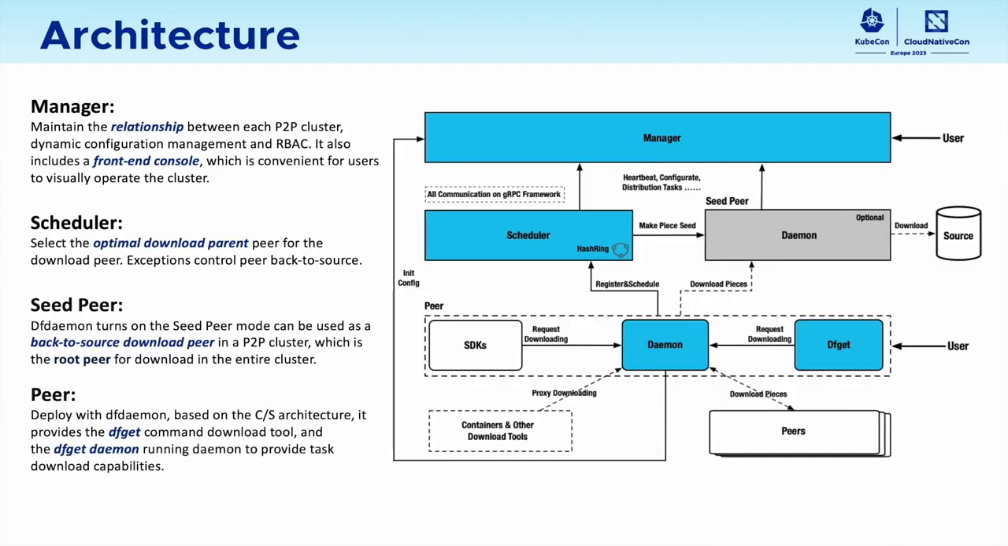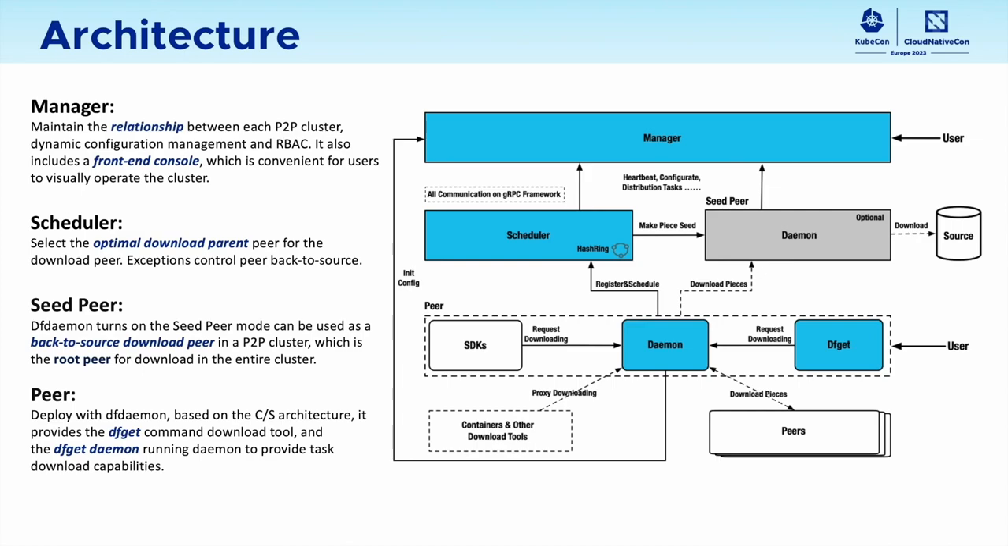Some listeners may not know much about the Dragonfly project. I will introduce the architecture of the Dragonfly project and the role of each service. First, Dragonfly consists of four services: manager, scheduler, seed peer, and peer. The manager in the project can be used as a manager service. The scheduler in the project can be used as a scheduler service. The dfdaemon in the project can be used as a peer service and as a seed peer service.